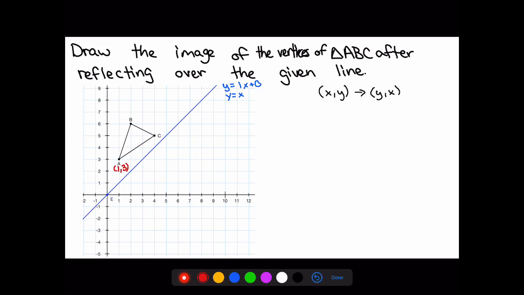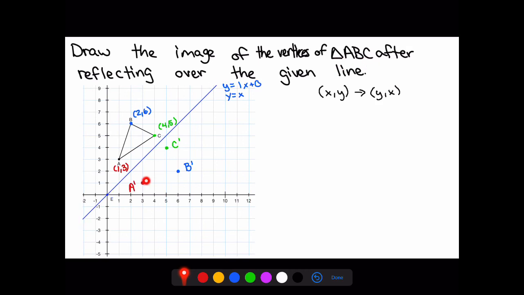I went too far. I went 3, 2. 3, 1 is right here. So there's A prime. B is at 2, 6, so therefore B prime should be at 6, 2. And C is at 4, 5, so C prime should be at 5, 4. So we now have the image of our vertices of triangle ABC after reflecting over the line y equals x.